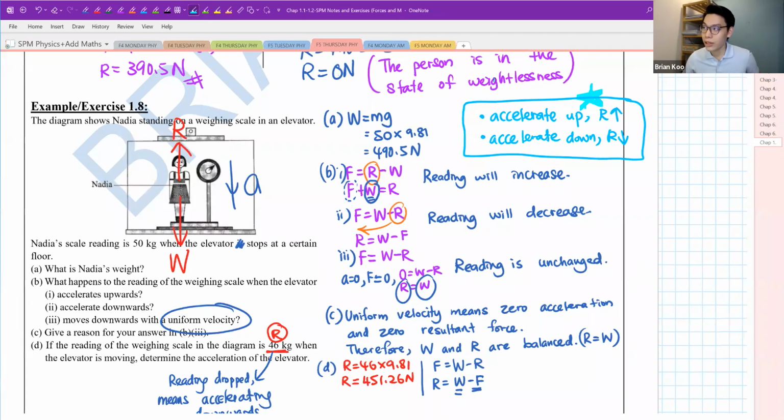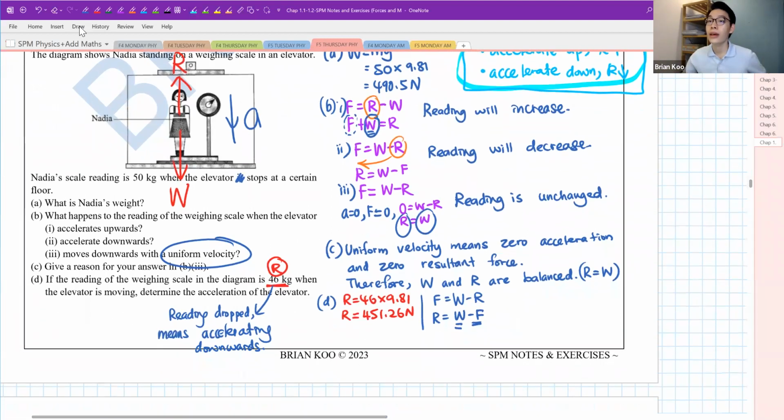Like I say, if you didn't memorize, this is all right. You just try both. You see which one can give you a smaller reading, accelerate upward or accelerate downward. Accelerate up, reading will go up. Accelerate down, reading will go down.